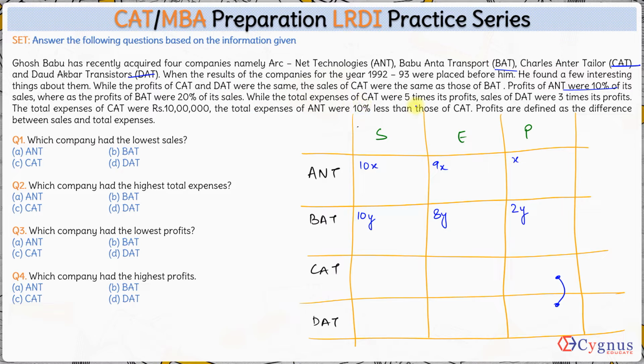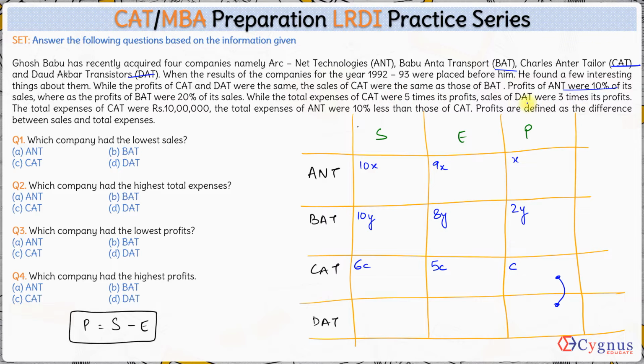While the total expenses of CAT were 5 times its profits. Let's say the profit of CAT was C. The total expenses would be 5 times C, that means 5C. Hence the total sales for CAT will be expenditure plus profit, that is 5C plus C, that is 6C. What we are doing here is simply sales minus expenditure is your profit. We are using this equation to figure out the profit, expenditure and sales of these 3 companies.